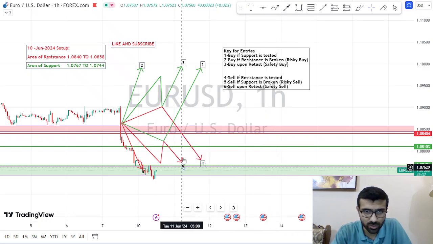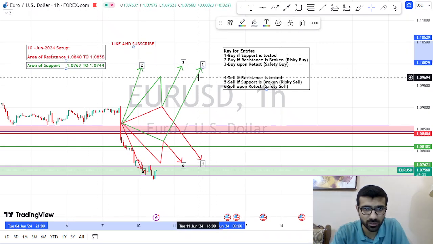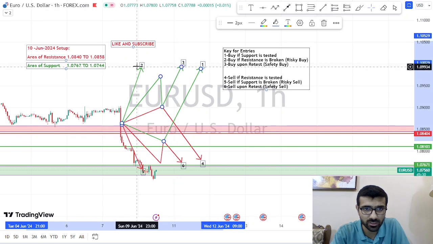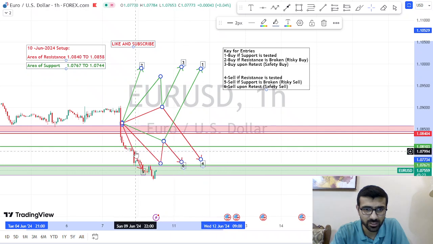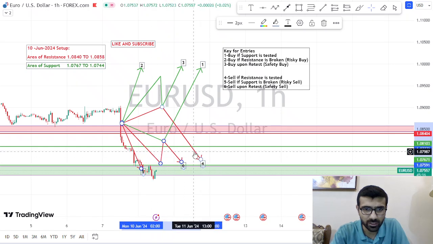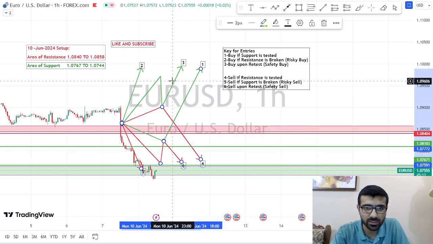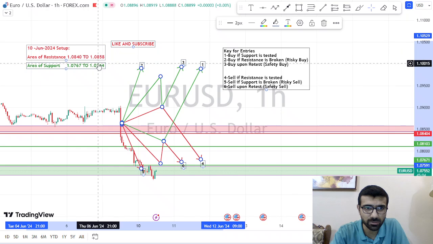Now let us move these scenarios forward for the 10th of June, which is today, so you can easily take trades in this euro versus US dollar. So there is no confusion left for you, and you can easily take trades in this pair, and I am always here to help you as much as possible. If you have any confusion, just let me know in the comment section, and I will try my best to get back to each and every one of you.